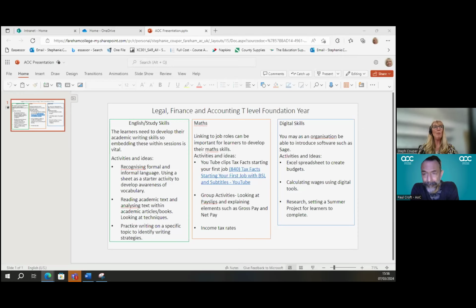And again, as we were saying about the group activities and looking at pay slips and things like that, what digital tools have we got that could support that? How can we use what we have available to enable learners to develop those skills as well? And again, that's an ongoing thing, because what we're doing now, 6 months, a year down the line, there will be other tools available for those particular things as well.